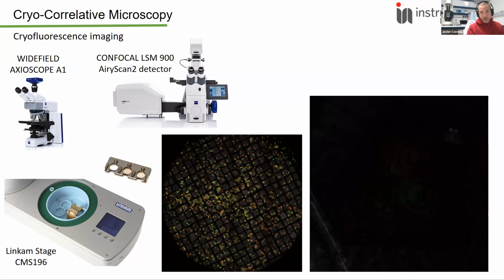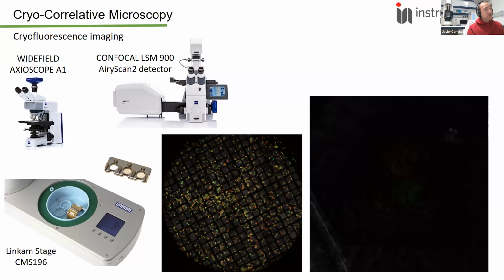One is a wide field Isoscope A1 microscope, and we are using this one to check the sample quality and also to collect 2D information from our samples. And we are using this one when we have a frequent event or a yes or no event, for example, when a cell is infected or not infected by a virus.